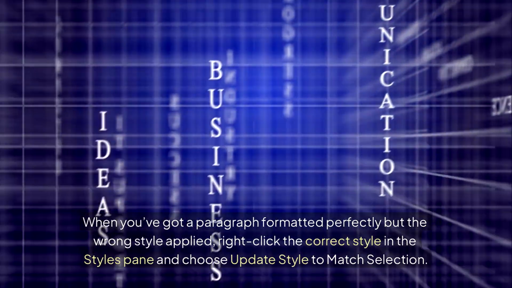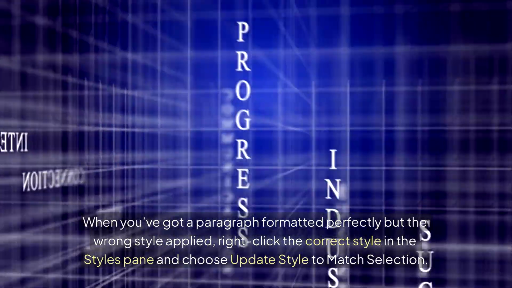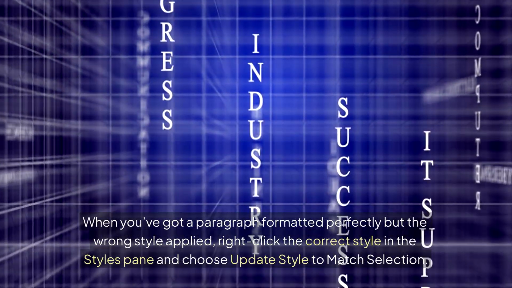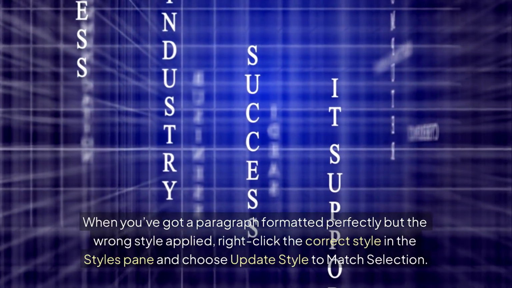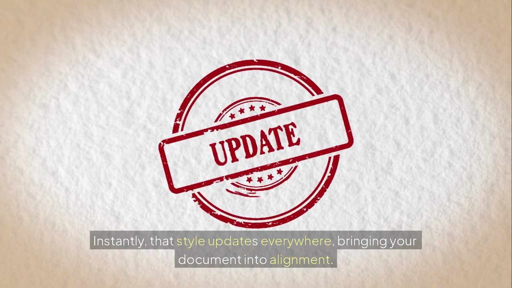When you've got a paragraph formatted perfectly but the wrong style applied, right-click the correct style in the Styles pane and choose Update Style to Match Selection. Instantly, that style updates everywhere, bringing your document into alignment.